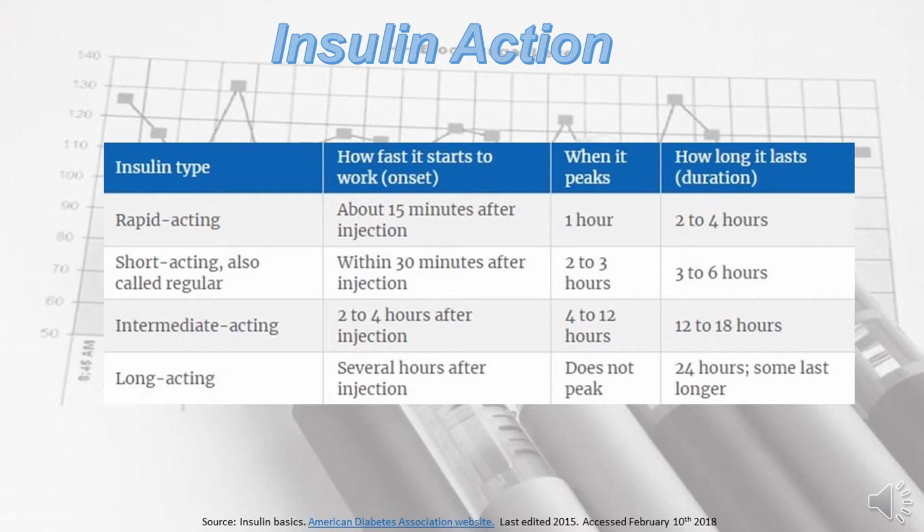Intermediate acting starts 2 to 4 hours after the injection. It peaks 4 to 12 hours after the injection, and it lasts in the bloodstream 12 to 18 hours. The long-acting insulin onsets several hours after injection. It does not peak, and it lasts in the bloodstream for longer than 24 hours.